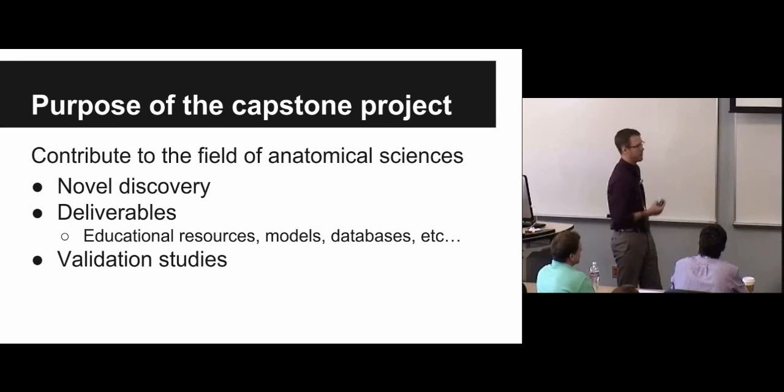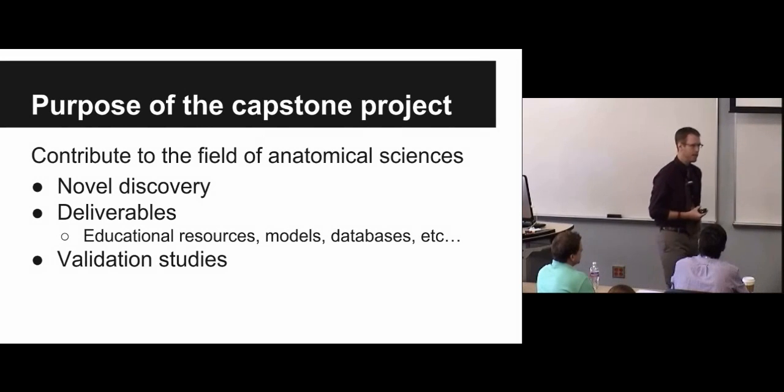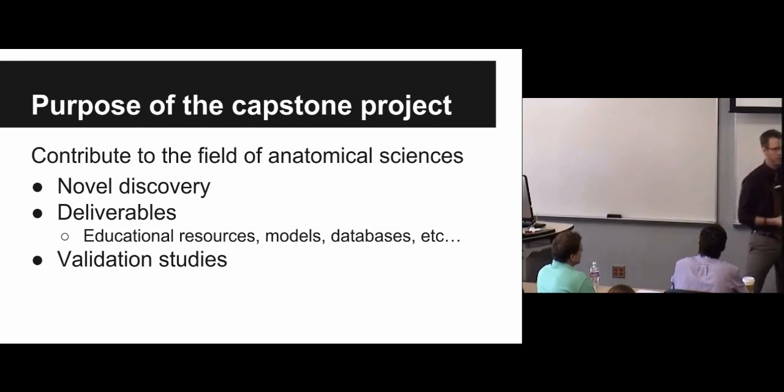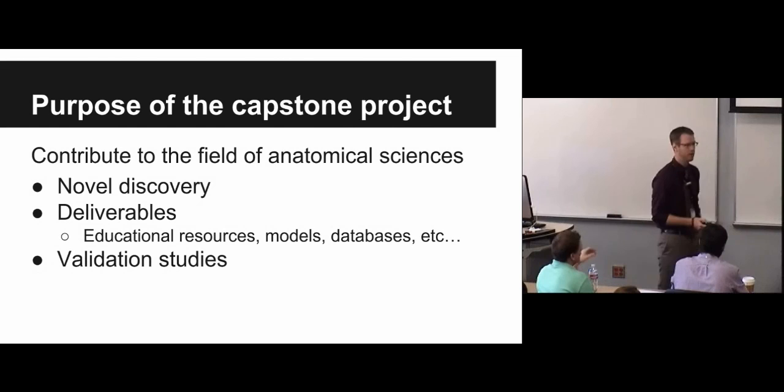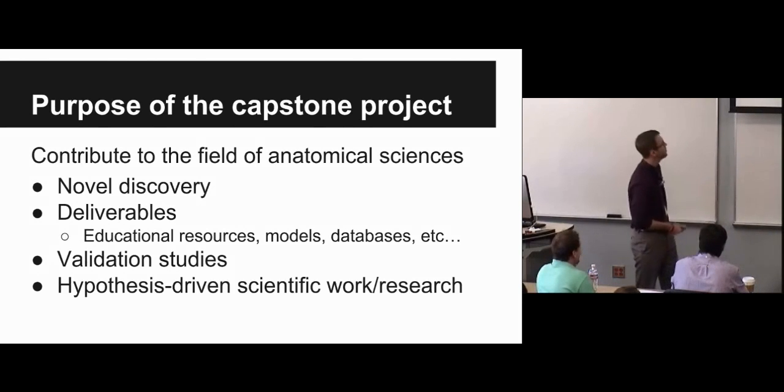And we can have something like a validation study. So maybe there is some method that is described in the clinical world, but we're not really sure of the underlying anatomy behind it, or we want to slightly tweak the way something's done in the clinic. So the anatomical scientist that you all are could help figure that out. Can you really put the needle where you're claiming you can put the needle? So that would be a validation type study.